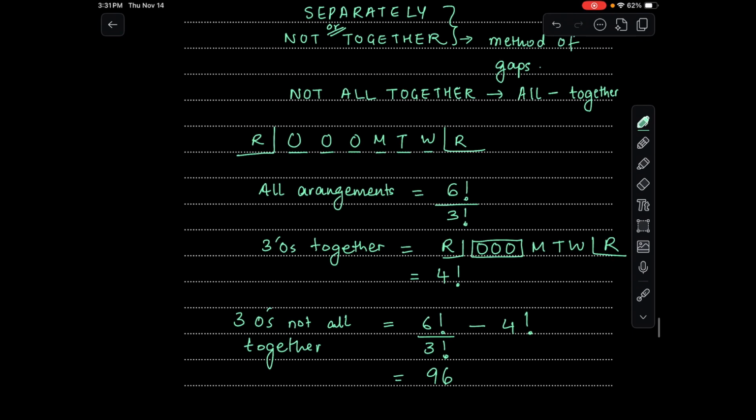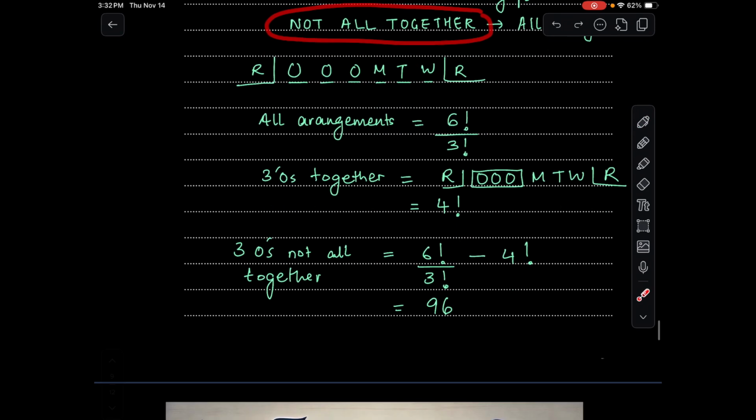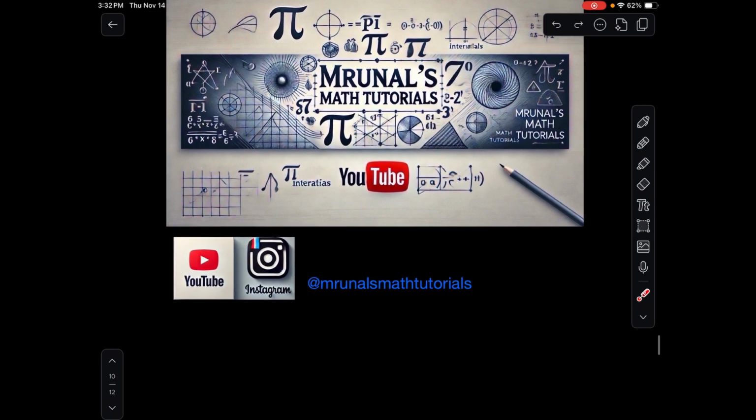A common mistake is to confuse this and use the method of gaps for this one. Gaps will not work for not all together. So remember the keywords that we have covered in this video.